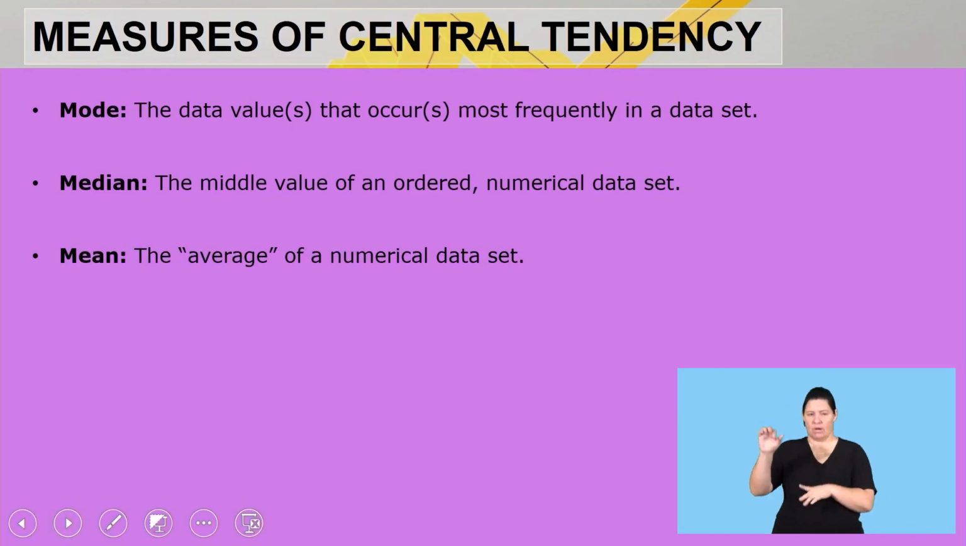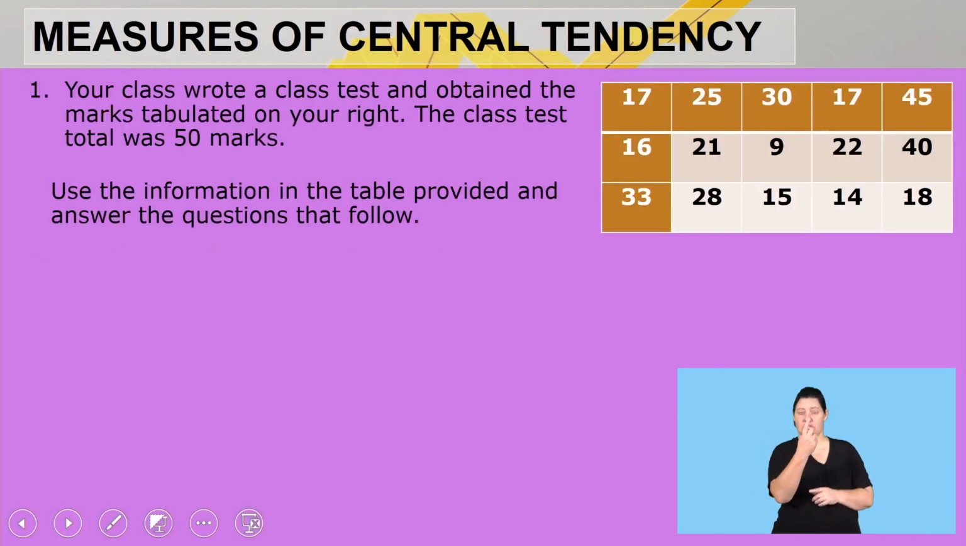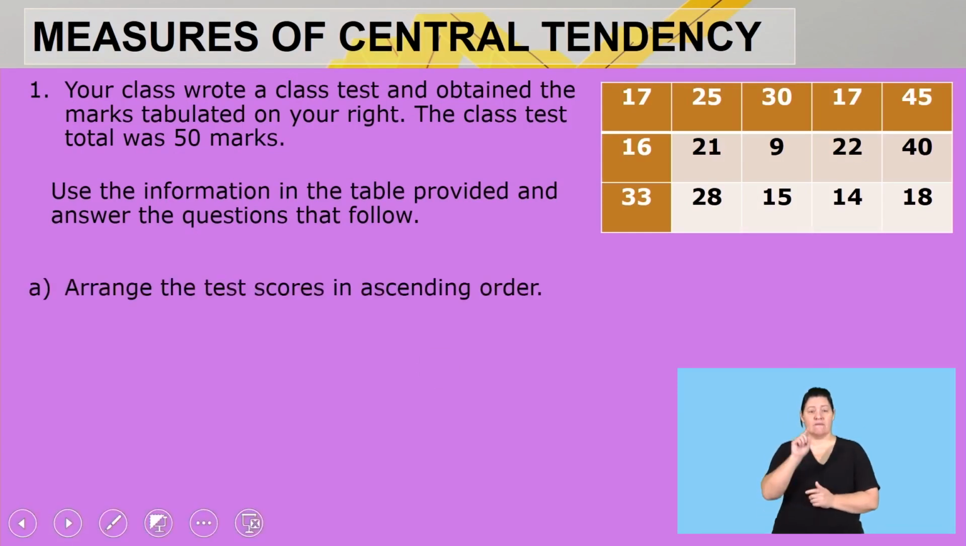Now let's quickly put all of this into practice. Looking at our first sum here, it says, your class wrote a class test and obtained the marks tabulated on your right. The class test total was 50 marks. So here we can see, for example, the first learner in your class got 17 out of 50. Now it says, use the information in the table provided and answer the questions that follow. So the first question, arrange the test scores in ascending order.